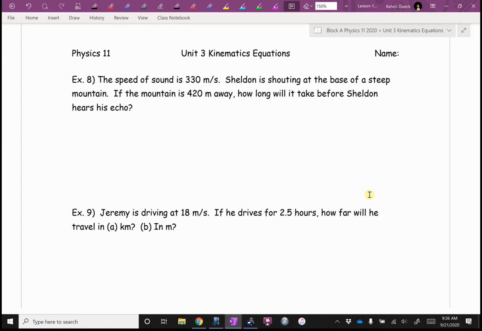Sheldon is shouting at the base of a steep mountain. If the mountain is 420 meters away, how long will it take before Sheldon hears his echo? What's this question asking me to find? Let's write down T equals question mark.